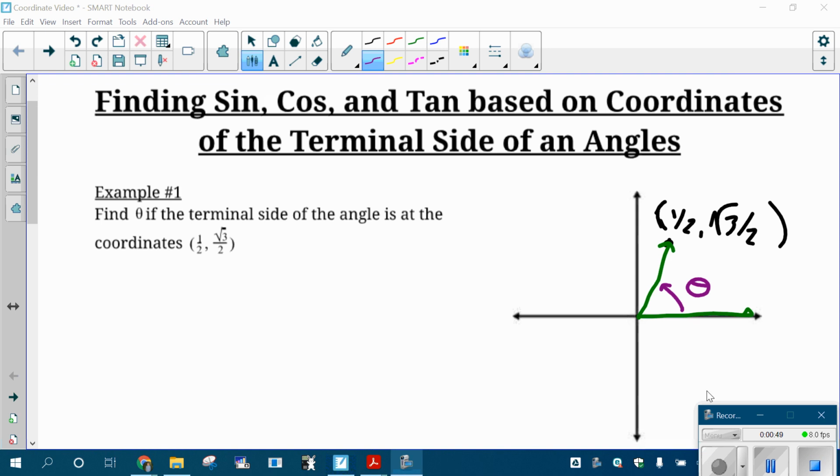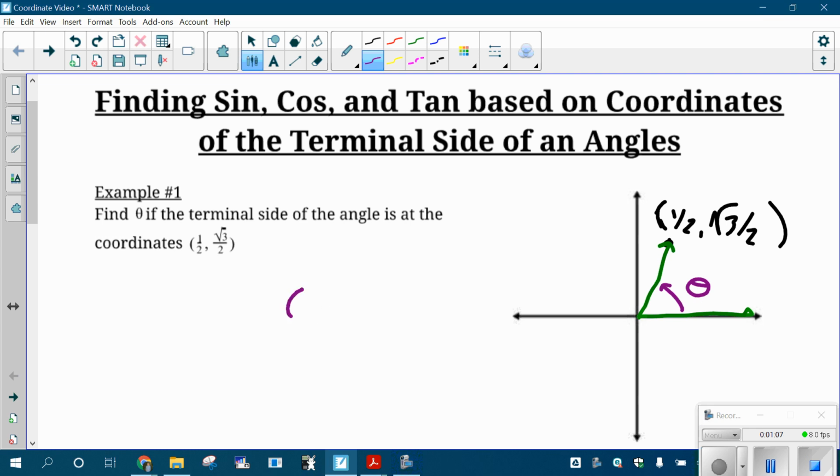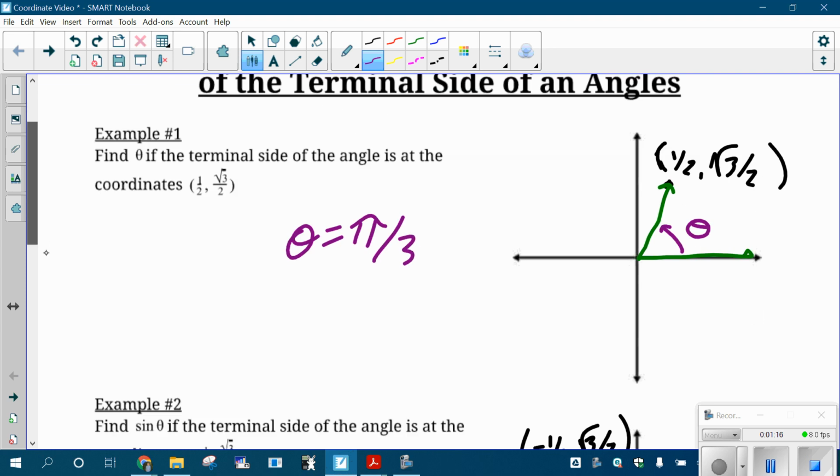Okay, so for this first one, I hope you thought, oh, well, I'm going to plot that point, 1/2, root 3 over 2, and it's asking me to find the theta whose terminal side is at that point. It's asking me to find this angle. Oh, I recognize this coordinate. It's one of those 3 coordinates you have memorized. What's that angle? That angle is pi thirds. 60 degrees. Let's do it in radians. Pi thirds radians. That's not too bad. Hey, you give me the coordinate, I can work back to figure out the angle.